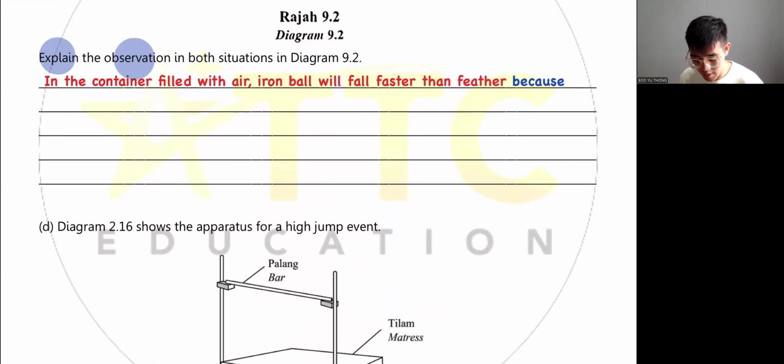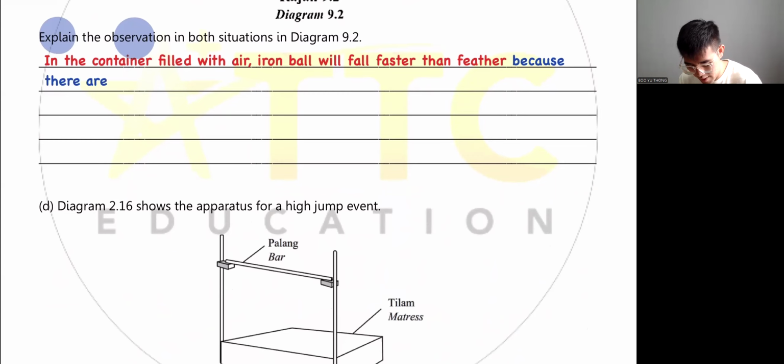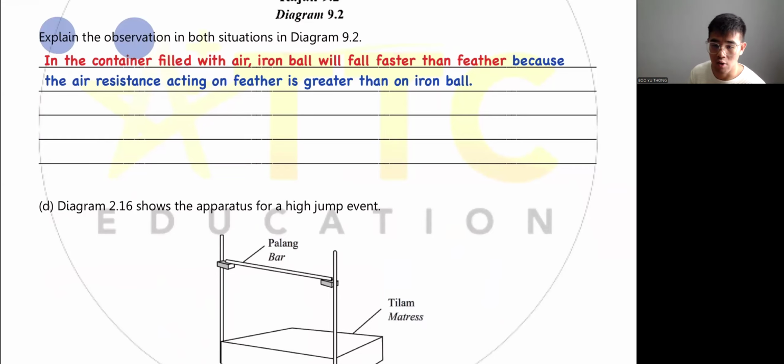Because in the container filled with air, there is air resistance acting on the feather. Or instead of saying there is air resistance, you can say the air resistance acting on the feather is greater than on the iron ball. And also, because the weight of the iron ball is greater than the air resistance, the difference is larger. So the resultant force pulling the iron ball down is greater than on the feather.